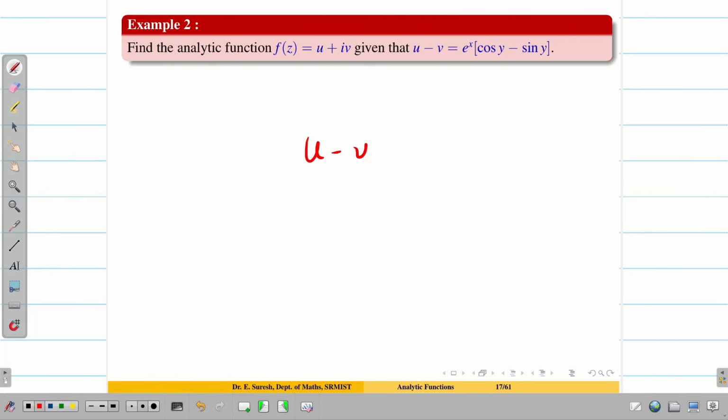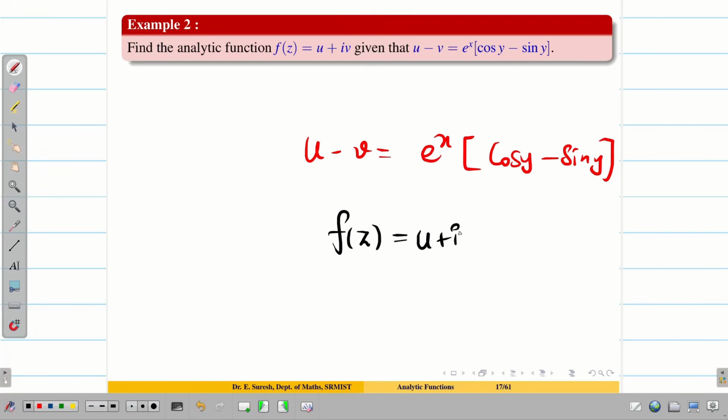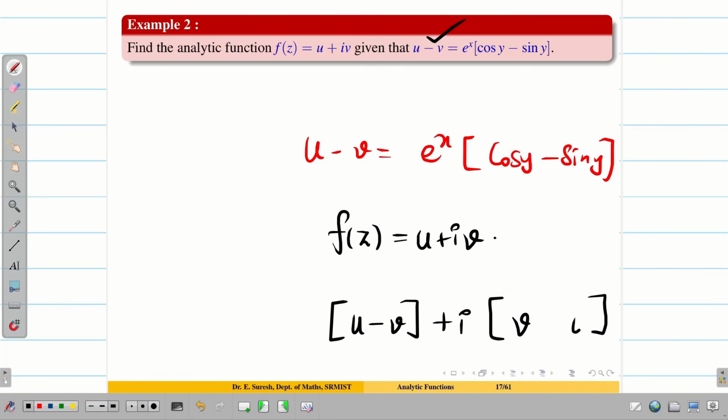Here given u minus v is equal to e power x into (cos y minus sin y), we have to find the analytic function f of z is equal to u plus iv. So in the previous video, I have already said the trick. Always make your given question the real part. So I will write u minus v, then plus i into the interchange of u and v alone. Here we have minus, let us put plus.